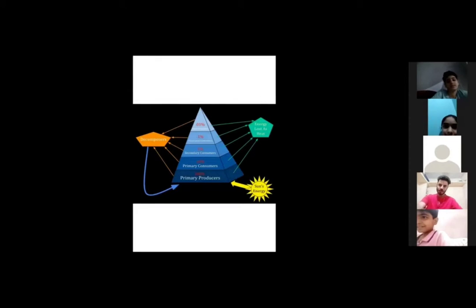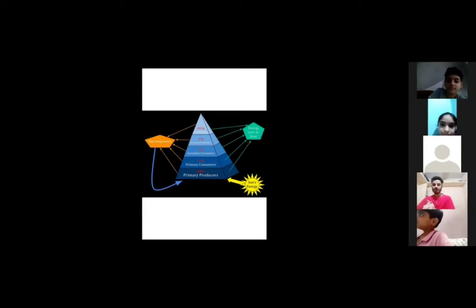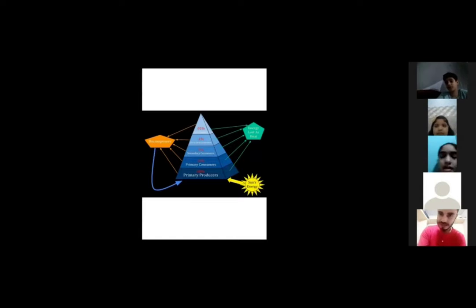Very good. Now the second thing we are going to discuss is the 10% law. Does anybody know the 10% law? Yes, sir. I have told you yesterday as well. So, for example, grass has 100% energy, and the rabbit will eat it. So the rabbit will get only 10%. And the fox will eat the rabbit. That is what the 10% law means.